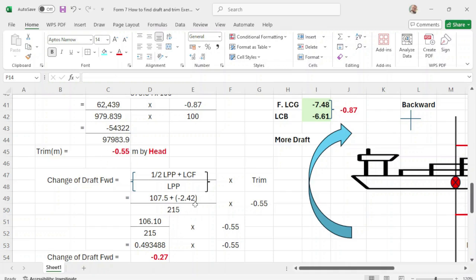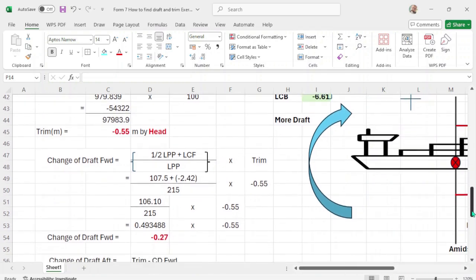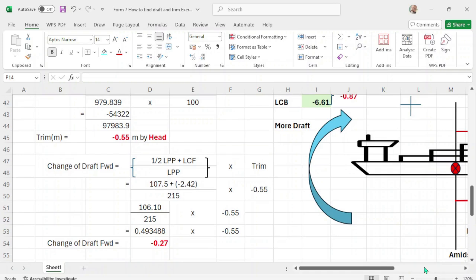Okay, so what you do first, add this one, that will be negative 106.1 over LPP. Divide this one, then you get the value of 0.493488, multiply with your trim, and my change of drop forward is 0.27. Then next, because you already did the change of drop forward, of course you will look for the change of drop up.